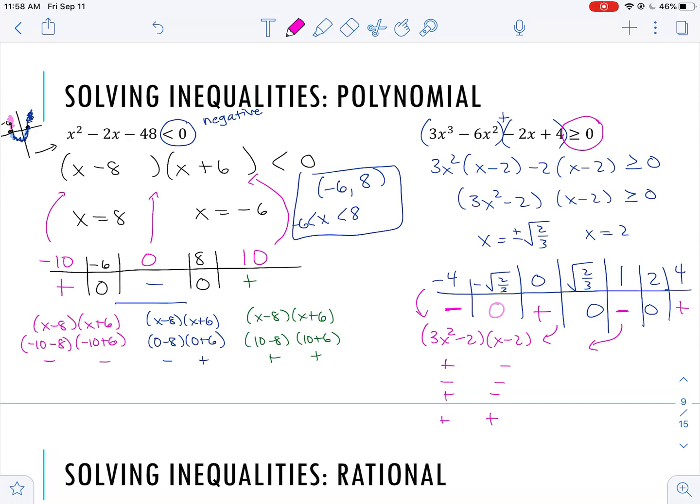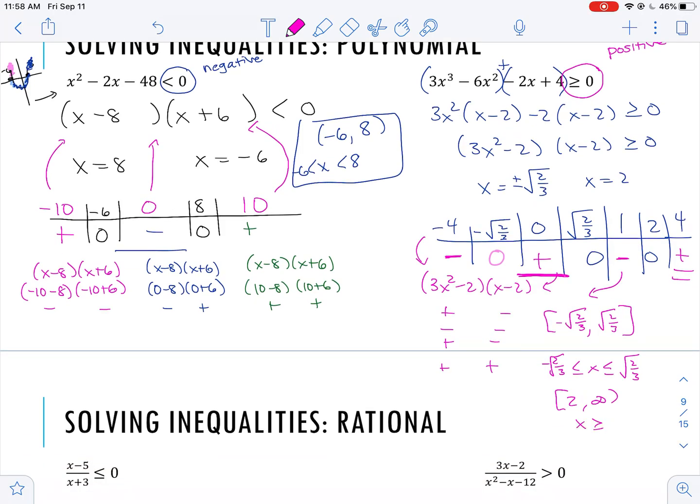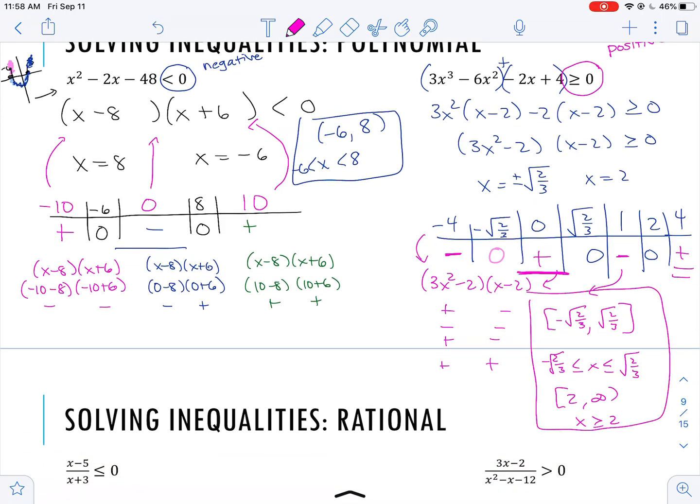I want to know when this polynomial is greater than or equal to 0, so I want to know where it's positive. So where in this table is it positive? Well, it's positive in between negative square root 2/3 and positive square root 2/3, or negative square root 2/3 is less than or equal to x, which is less than or equal to positive the square root of 2/3. And it's also positive over here, and that is when I'm greater than 2. So from 2 to infinity, it's also positive, or x is greater than or equal to 2. So those would be my solutions.